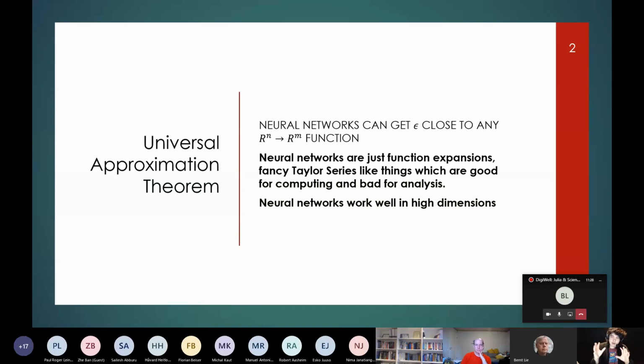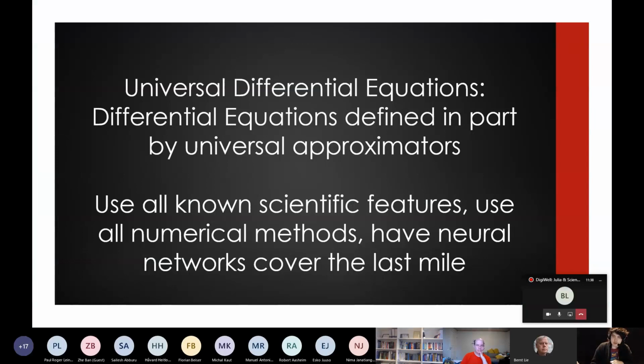So they are this approximator for missing functions, and this is the key object that we'll be using in a lot of new aspects of differential equations throughout this talk. The idea here is that universal differential equations are differential equations defined in part by universal approximators. That means that they use all scientific features, so all the numerical methods that you have, and then you cover the last mile of the approximation of the modeling sequence with the neural network embedded within your model.